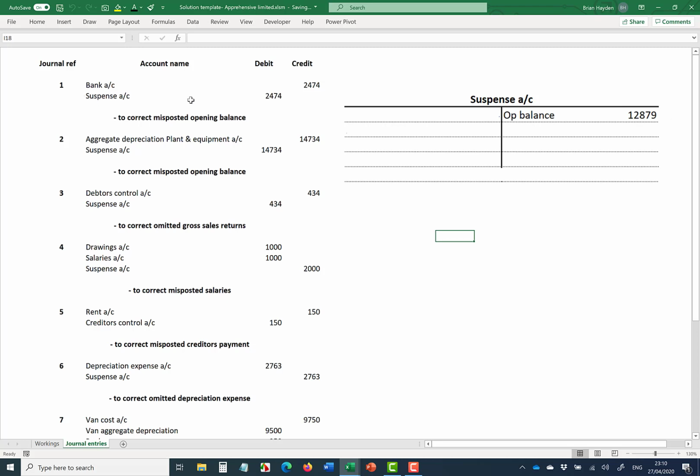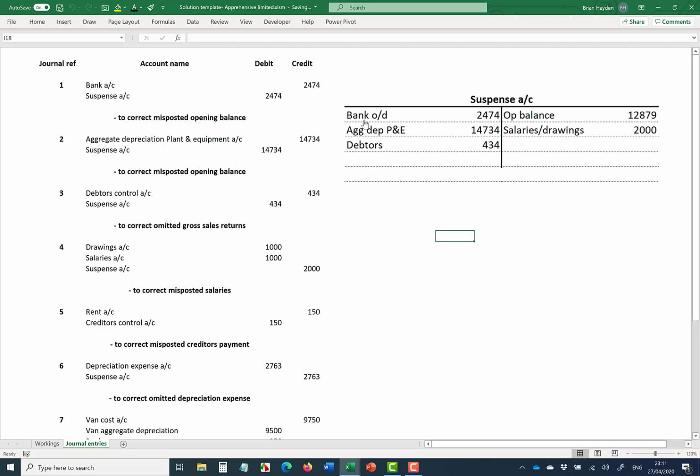Now, Journal 1 tells us to debit the suspense account with 2,474. So that's exactly what I do. Bank overdraft 2,474. And Journal 2 tells us to debit the suspense account with 14,734. Okay, and that's in relation to aggregate depreciation of plant and equipment. Journal 3 tells us to debit it with 434. So that was again in relation to debtor's control account. Journal 4 was a credit for 2,000. There's drawings and salary. So salaries and drawings, 2,000.